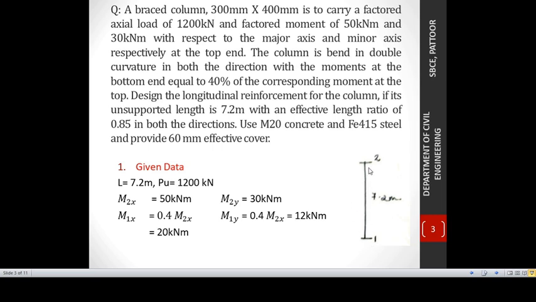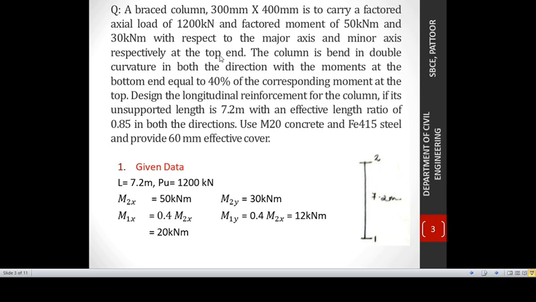In this figure, I am showing a representation of a column. Let 2 represent the top end and 1 represent the bottom end. In the question it is given at the top end, that is, 2 represents the top end. So at the top end the moment about the x-axis, that is the major axis, is 50 kilonewton meter, and about the y-axis, that is the minor axis, is 30 kilonewton meter. Both moments given in this question are at the top end.